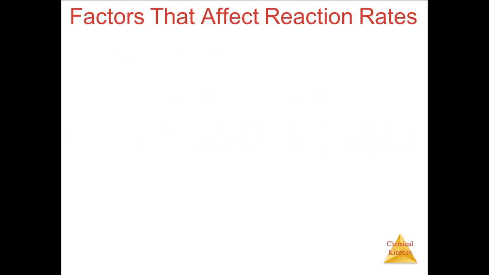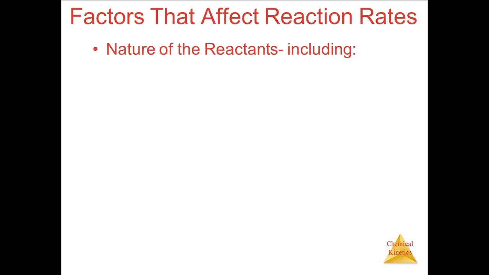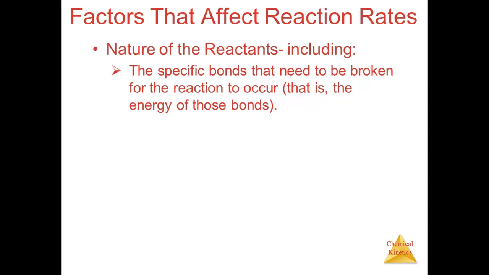Factors that affect reaction rates. There are 4 general factors that can affect the rate of a reaction. They are, number 1, the nature of the reactants. This involves many things. Because bonds are being broken and new ones formed, the energies of those bonds are significant in determining how fast the reaction occurs.